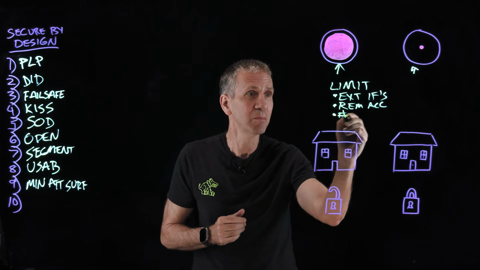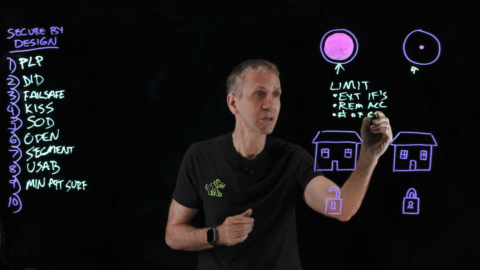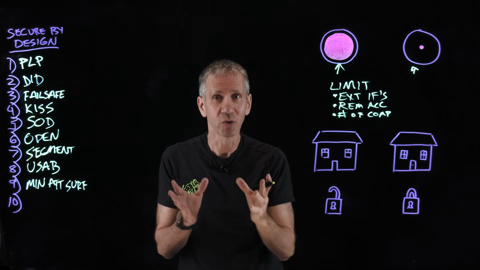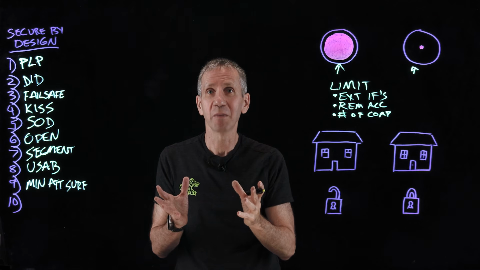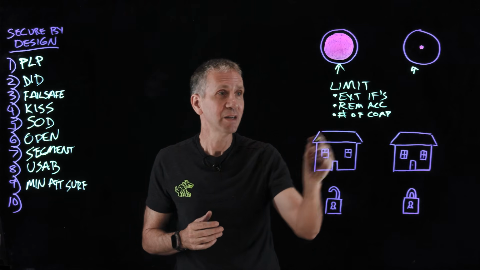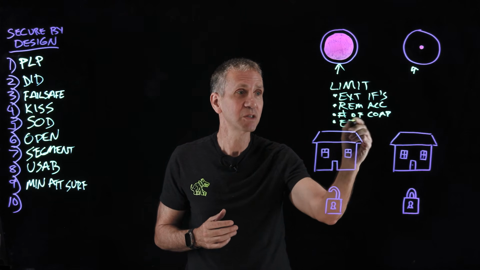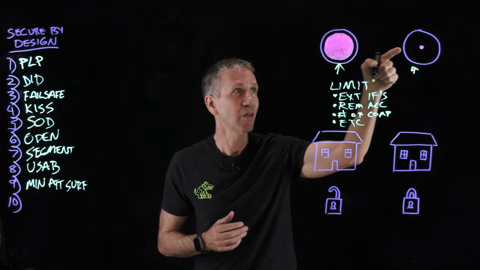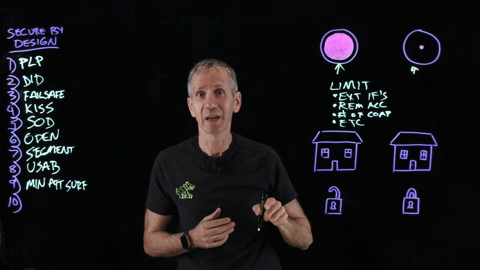How about limit the number of components that are in the system? Again, this kind of goes back to keep it simple. A fewer number of components also minimizes the attack surface. And there's a lot of other things that we can do in this space, but you get the general idea. I want to make this into that, so it's really hard for the bad guy.